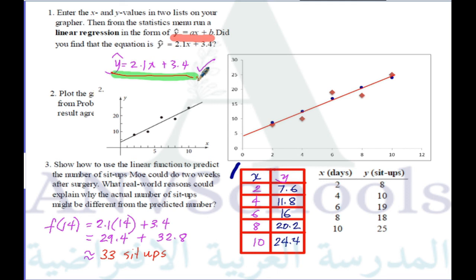So what real-world reasons could explain why the actual number of sit-ups might be different from the predicted number? Well, we could predict that, after 10, 12 days, this would be around 27, 29, something like that. But we couldn't really predict, okay? I mean, we could predict, but sometimes it could be out of proportion from the given table.